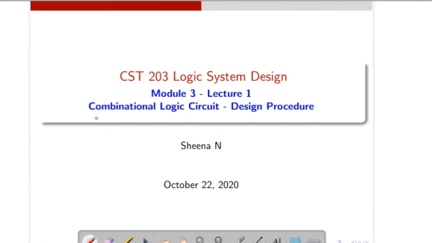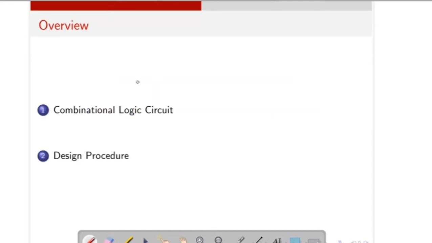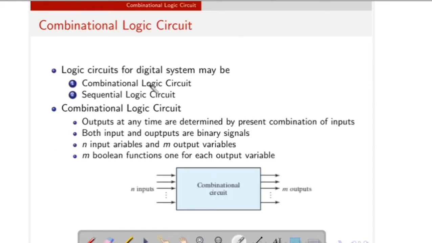Hello students, in this video we are going to study about combinational logic circuit and its design procedure. So first I will explain what is a combinational logic circuit, then the detailed design procedure for the design of combinational logic circuits. The digital logic circuits are broadly classified into combinational logic circuit and sequential logic circuit. In this module we will study about the design of different combinational logic circuits, and in the next module we will study about the sequential logic circuits.